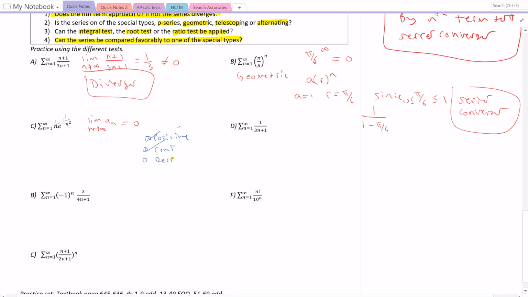Is it decreasing? You need to show that it's decreasing by taking the derivative, which we could do, and it will work in this case. So we can just integrate real quick. We're going to integrate from 1 to infinity n e to the negative n squared. Let's let u be negative n squared. Therefore, du is negative 2n dn, and dn is du over negative 2n.